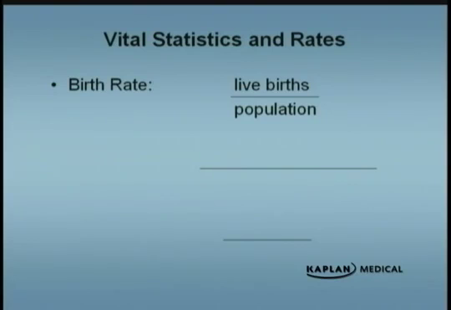Well, that's easy. A birth rate is live births in a given period, a year usually, divided by the population in the same period. Live births divided by the population. Using our very simple metric, you remember this before, we have the event divided by people at risk.